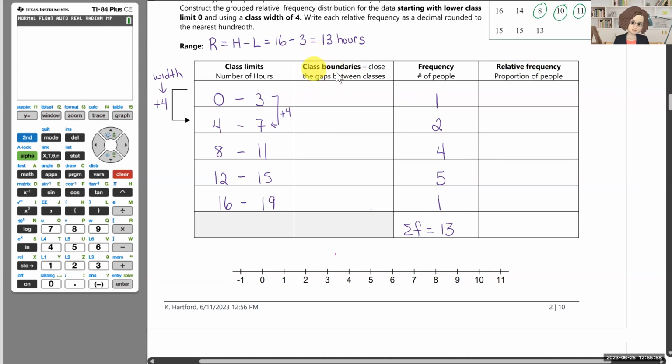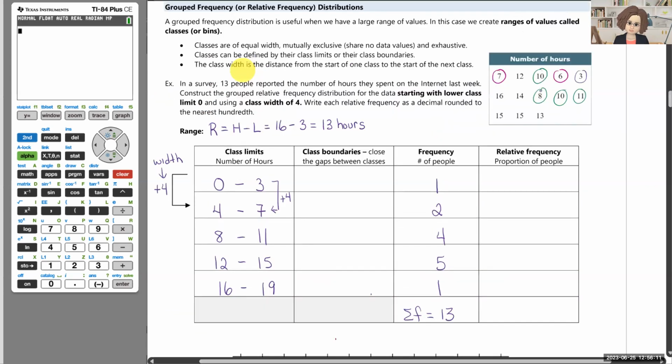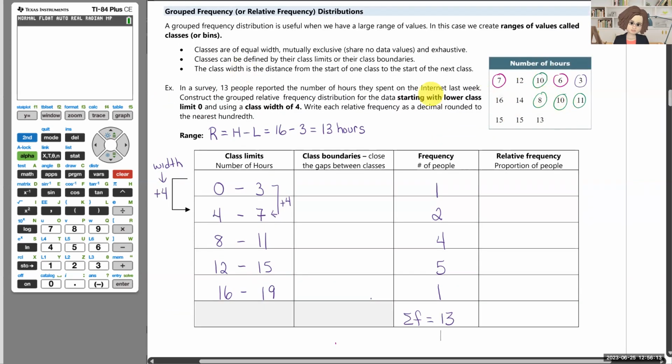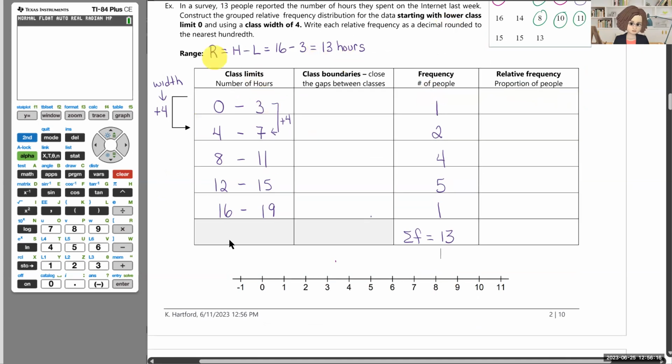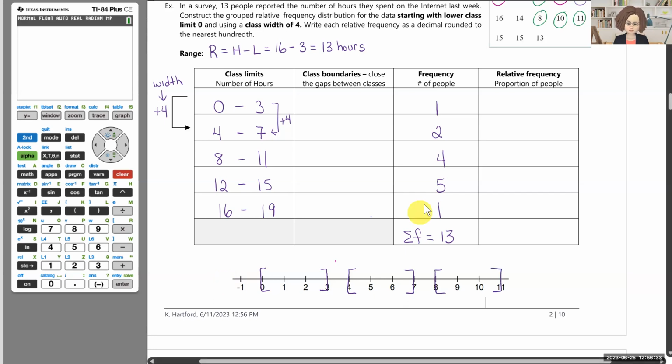So here's the deal with these boundaries. It says they close the gaps between the classes. So let me come down to this number line because in a bit we'll be doing some graphing. So let me write these limits. So the data were whole numbers. So the limits are always whole numbers. And 0 to 3 is my first group. I'm just going to bracket from 0 to 3. And then my next group were people between 4 and 7 hours, and then 8 to 11 hours, etc.